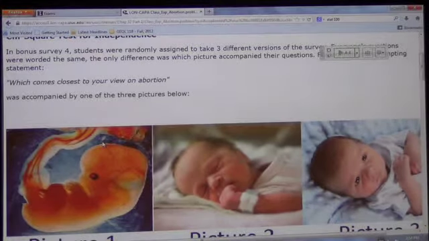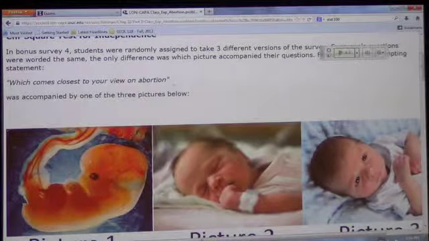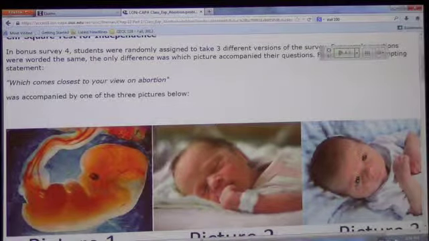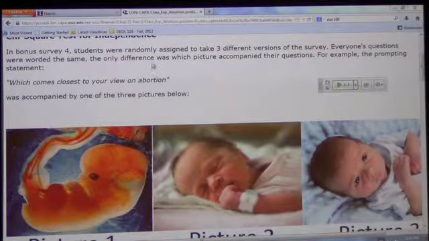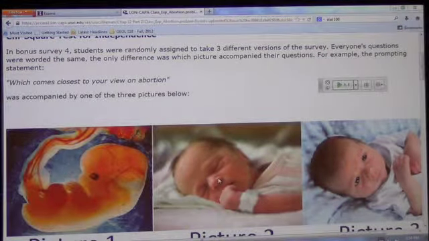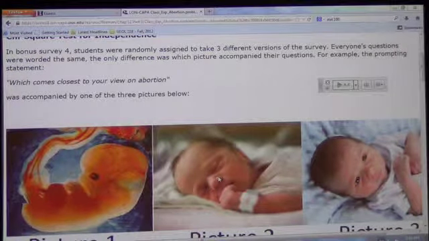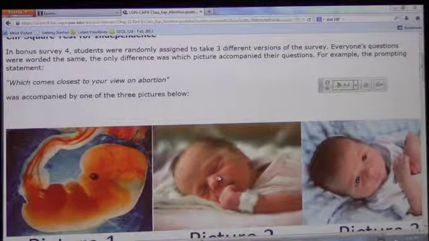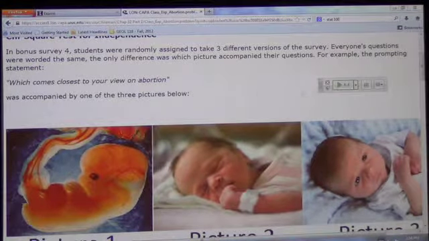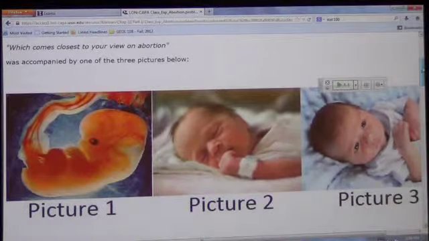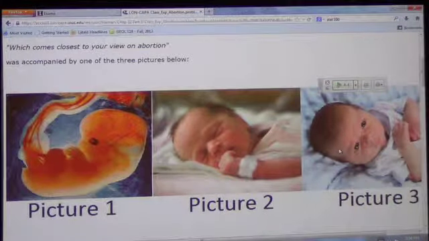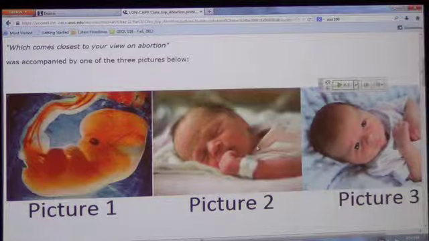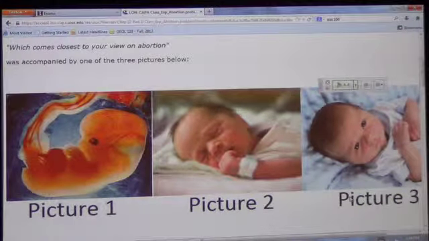Okay, remember this problem? In bonus survey 4, students were randomly assigned to take 3 different versions of the survey. Everyone's questions were worded the same. The only difference was which picture accompanied your questions. These were on abortion: which comes closest to your view of abortion? I thought if it was accompanied by this picture versus this picture versus that picture, that maybe people's feelings on abortion would change. They might give different responses.